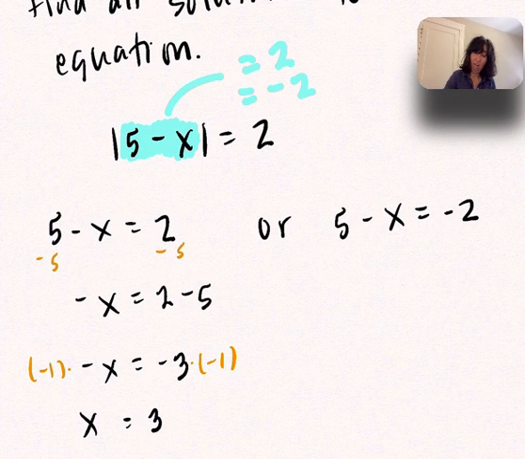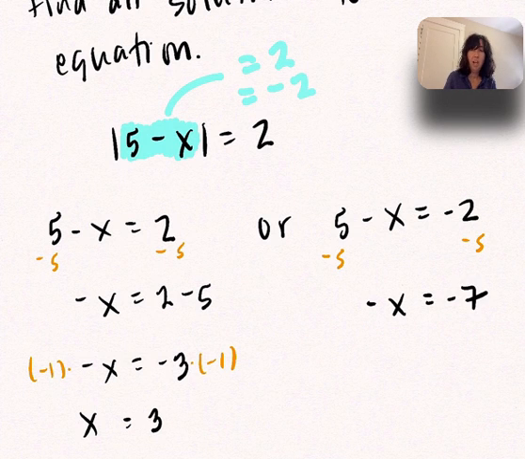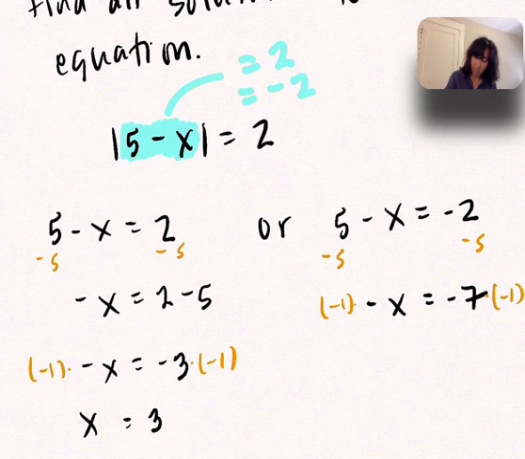If I subtract 5 from both sides, kind of like what I did on the other side, if I do minus 5 and minus 5, I get negative x equals negative 7. And then if I multiply both sides by negative 1, so if I multiply the left by negative 1 and the right times negative 1, what I get is x is equal to positive 7.